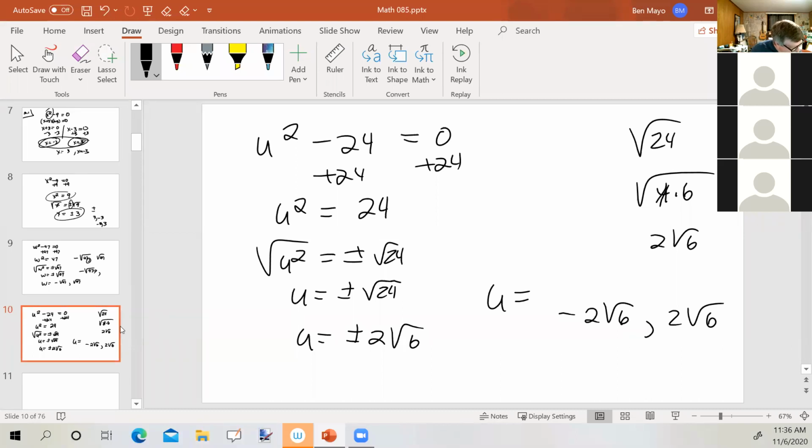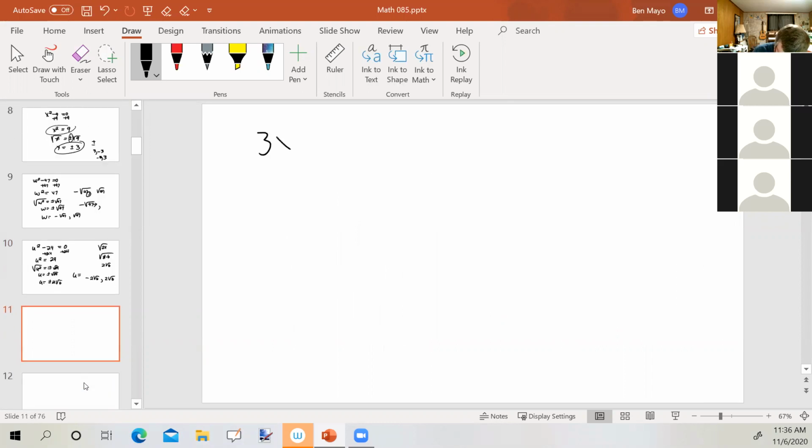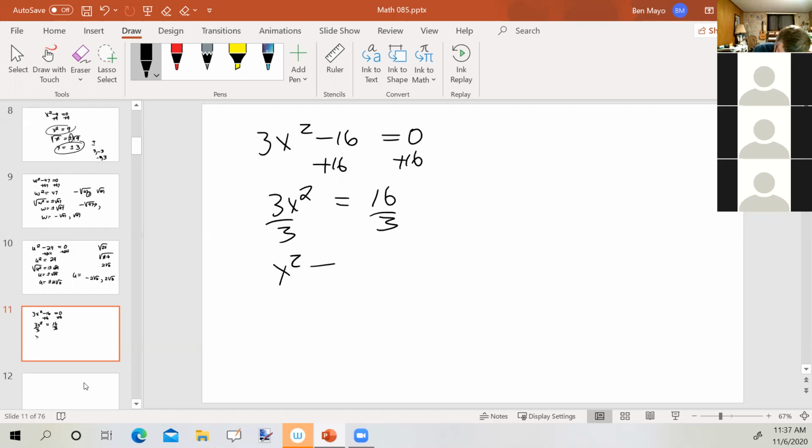Okay. Let's see here. Now, let's say we've got this. 3x squared minus 16 equals 0. So I'm going to add 16 to both sides of the equation and get 3x squared equals 16. Now, x squared is a perfect square, but 3x squared, the 3 part of it is not. So I'm going to divide both sides by 3, and I'll get x squared equals 16 thirds.